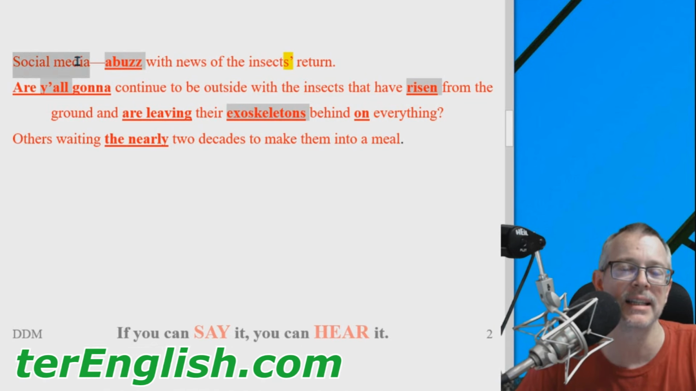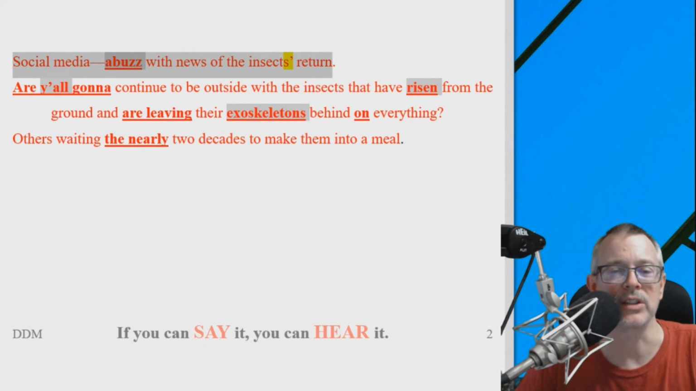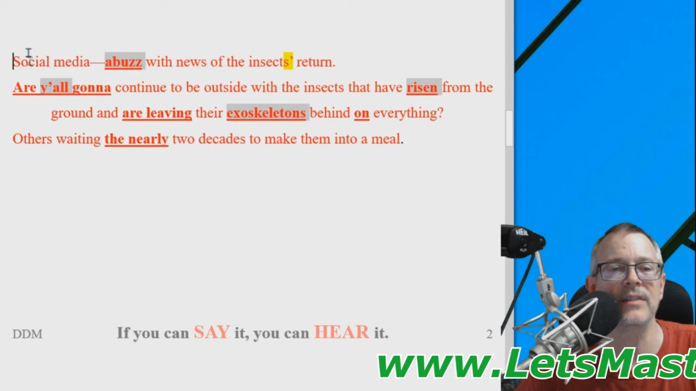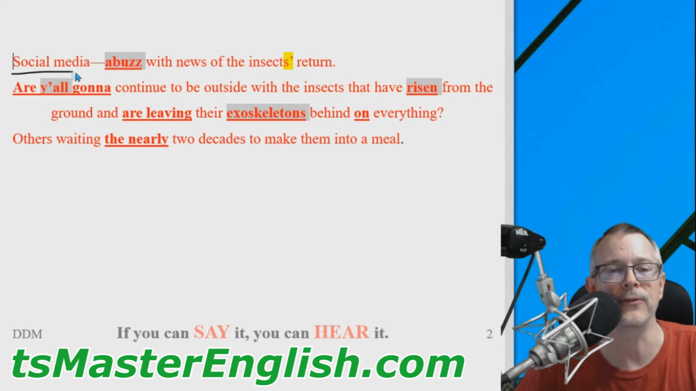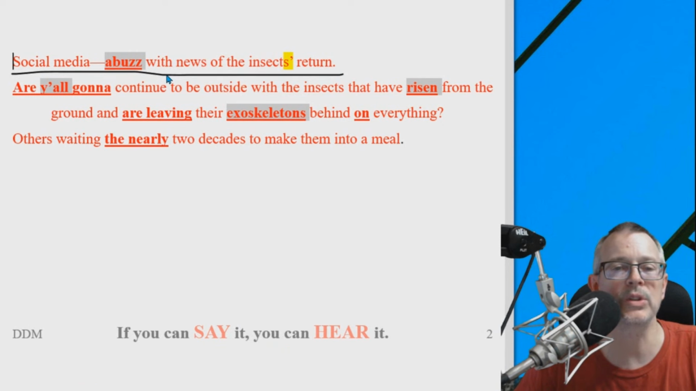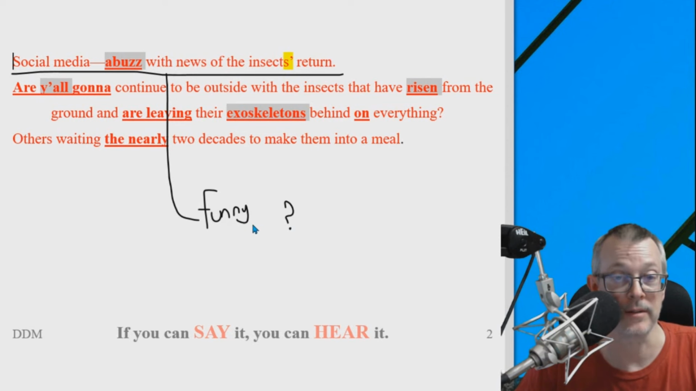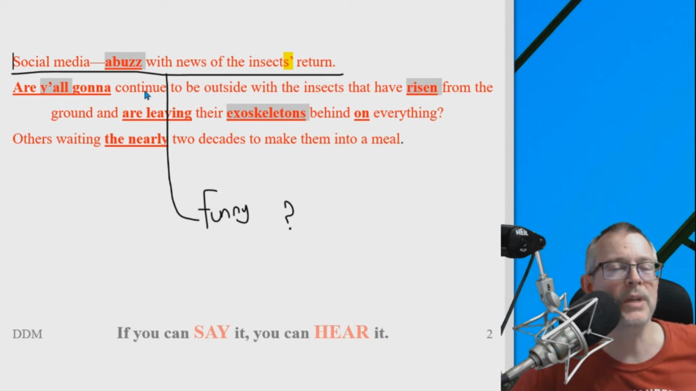Now, here's another question. This is a very difficult question. Something in this sentence is actually very funny. He chose a specific word to be funny. So what word is funny, and why is that word funny? He said the sentence like this to be funny, because one word can be funny. And why can that one word be funny? Good luck on that. Not easy.